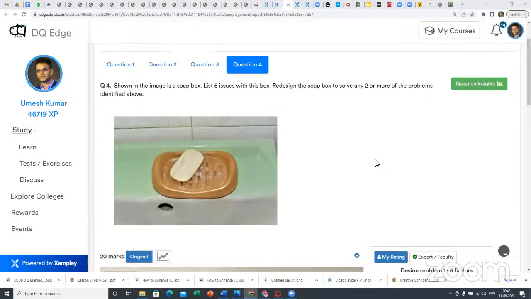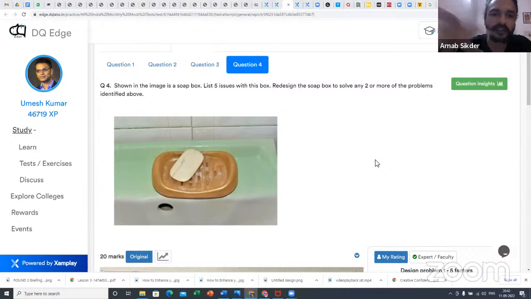Your objective is to make a soap box that doesn't have all the issues that you think are present. First, you have to note down the issues. Okay, I have issues. It might slip and fall from the wash basin. So what do I do? Should I put some suction cups, silicone cups, or some kind of grip that won't let it slip? So you have to find out some things.